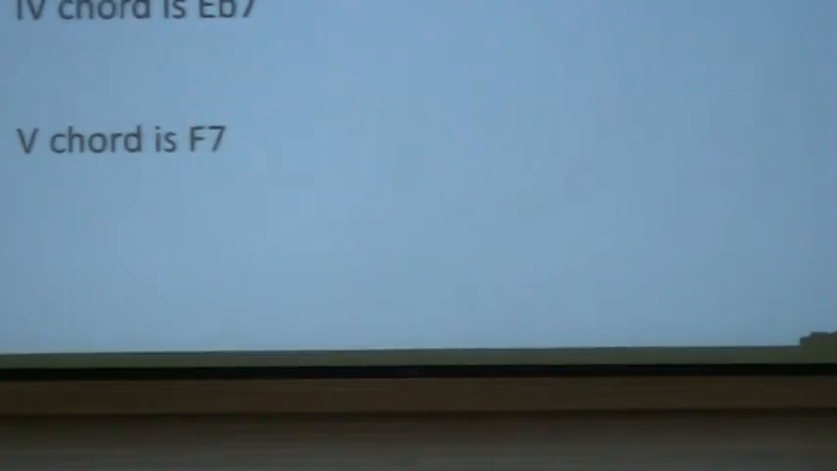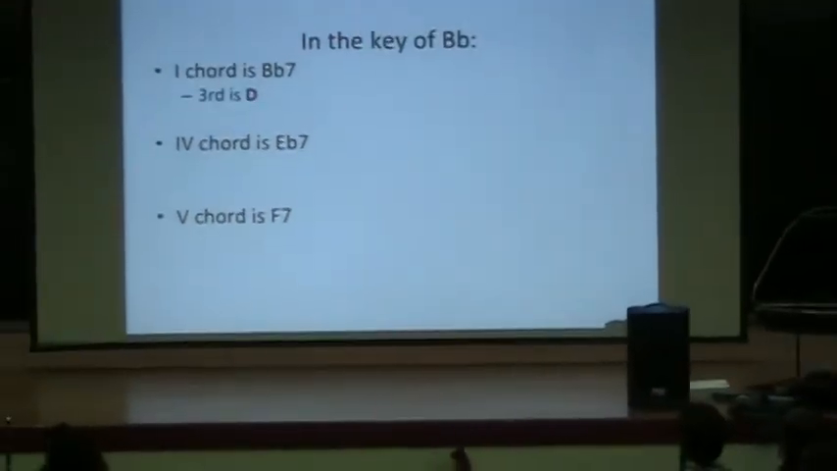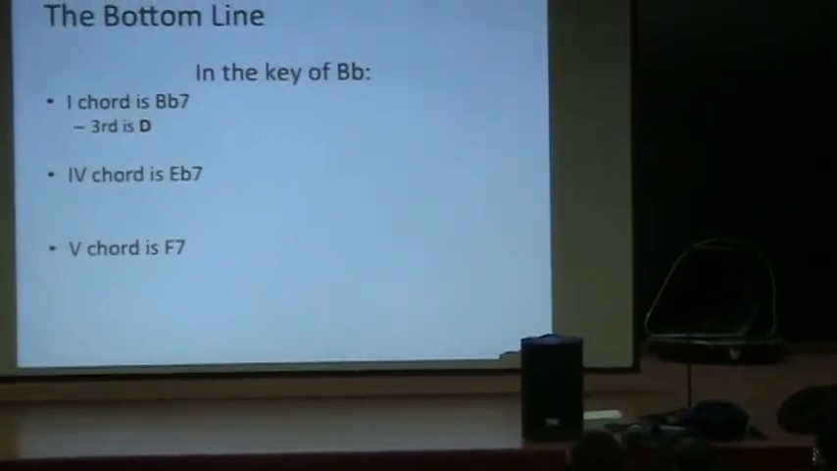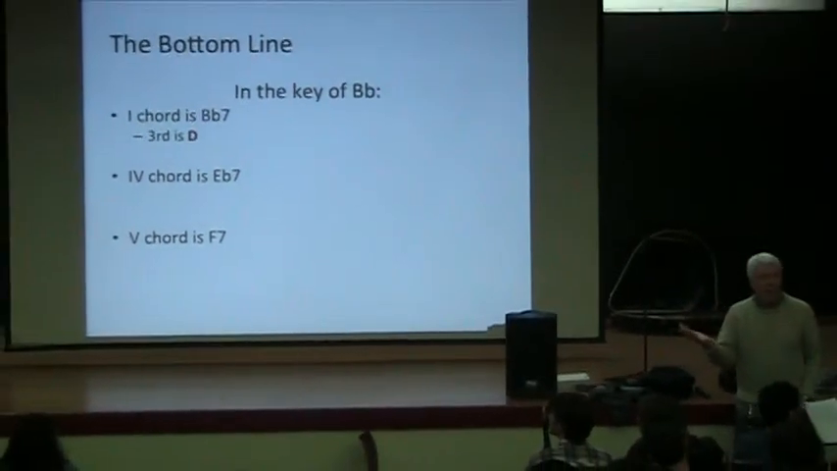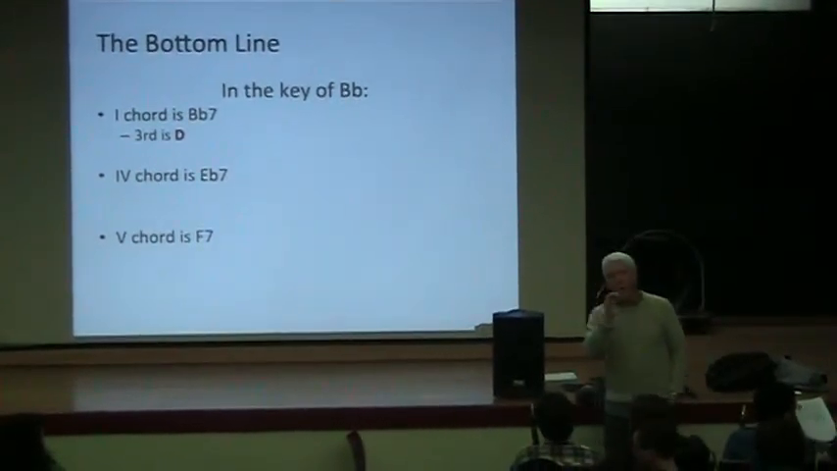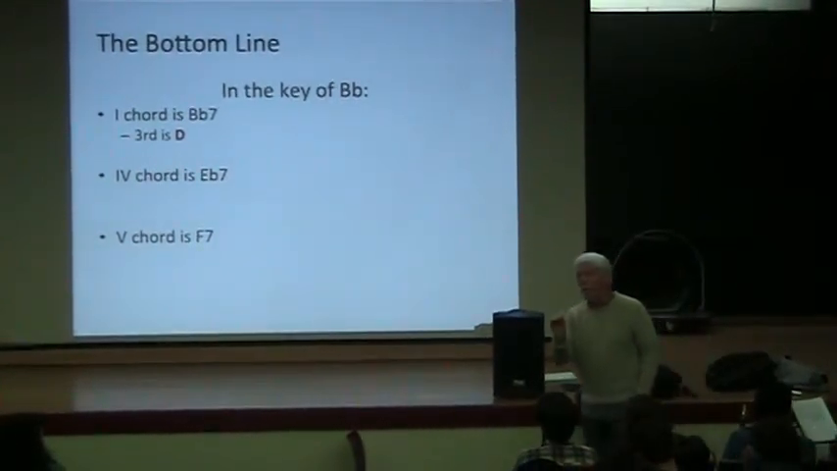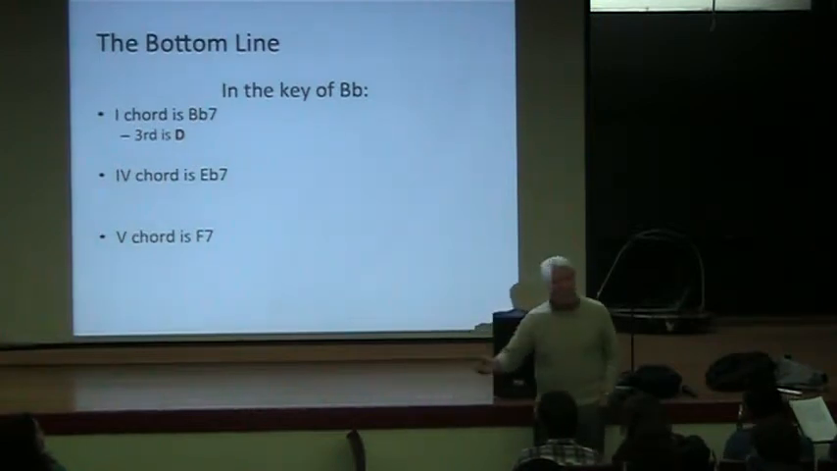Okay, 1 chord is a B flat chord, 4 chord is an E flat chord, and 5 chord is an F chord. The 3rd in a 1 chord is the note D. Okay? So when we play a 1 chord, let's play a background part. It's going to be a D. And our background part's going to be a rhythmic thing on the note D.